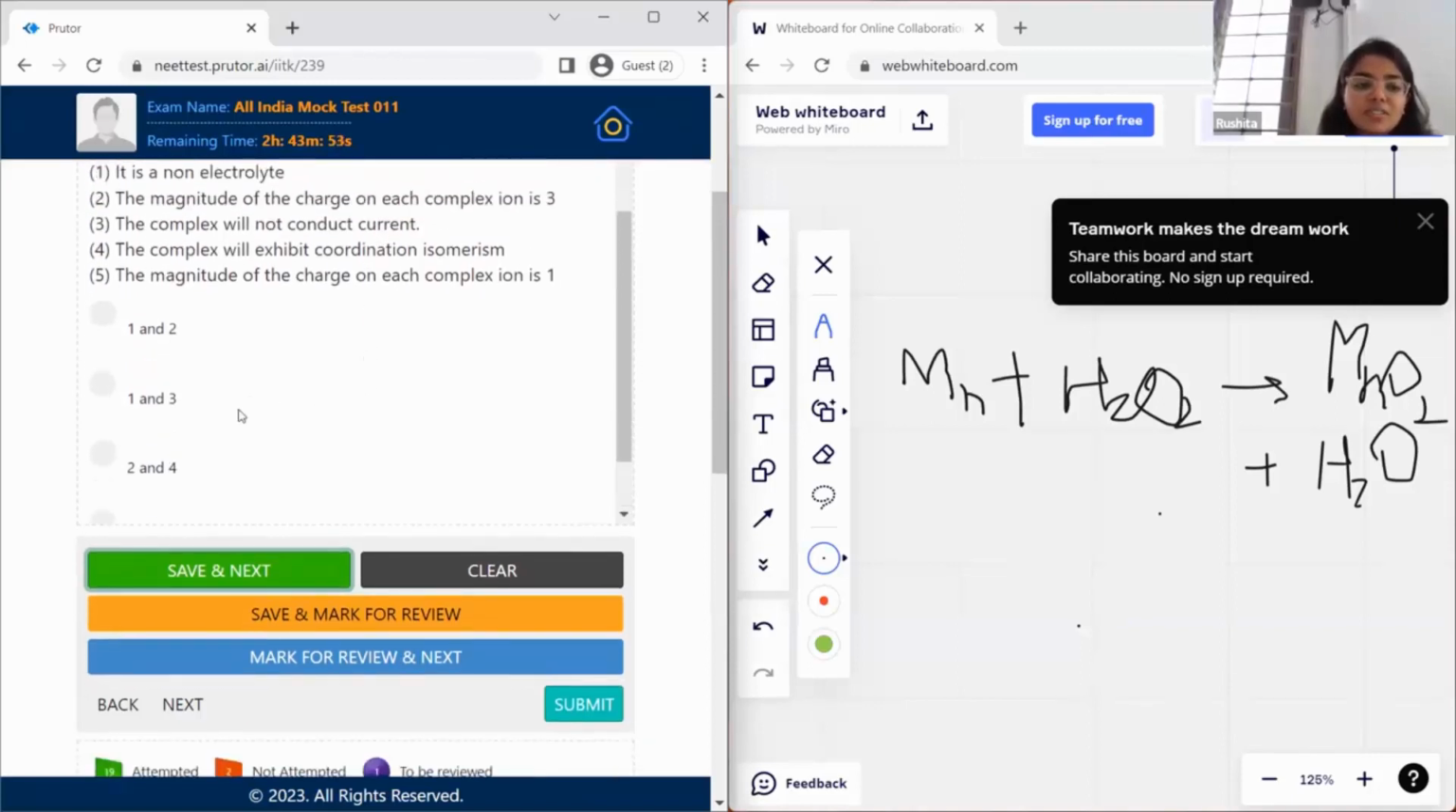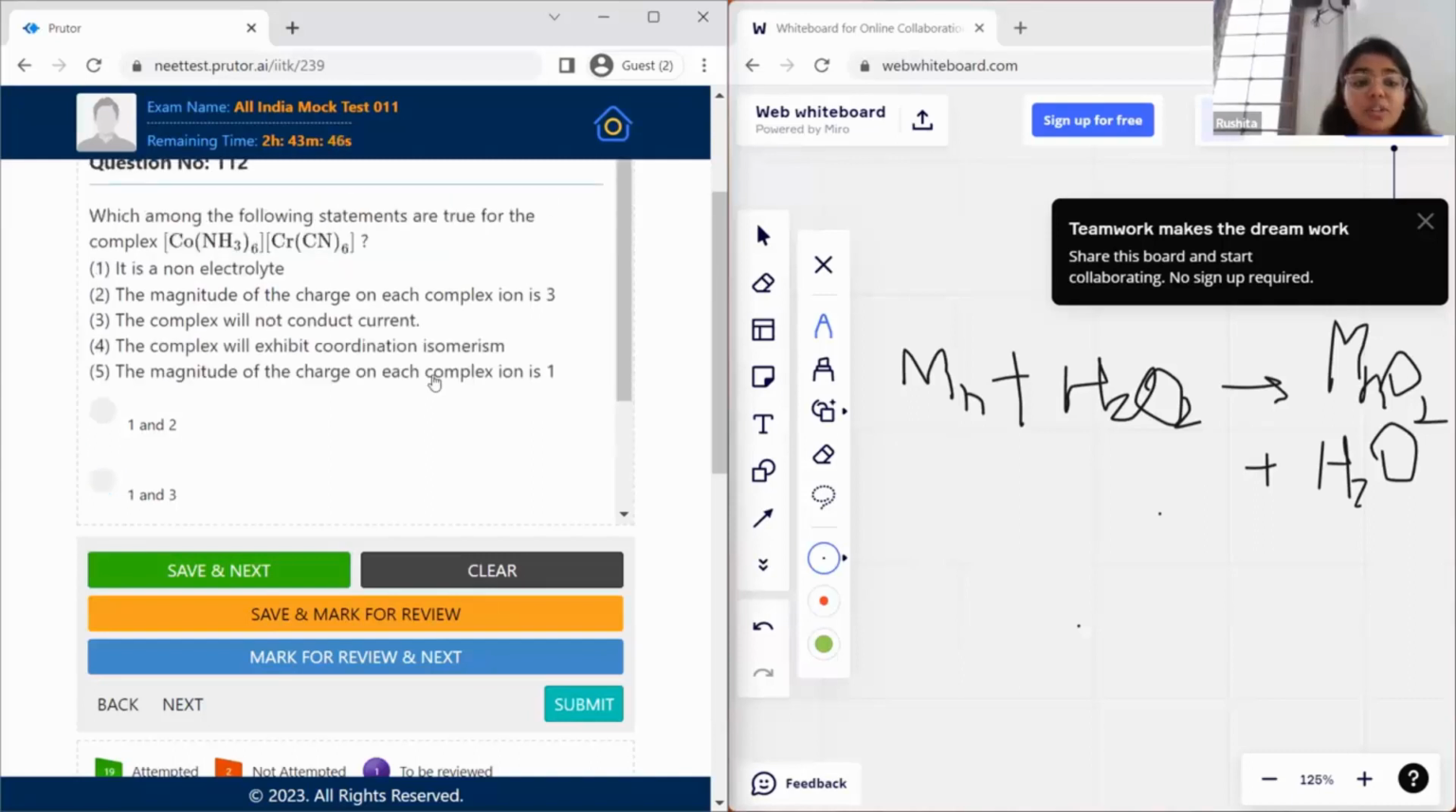So if we just see the options, you will understand that 2 and 4 is the only one which is correct by the elimination process. But you read the other options, the magnitude of charge on each complex ion. If you're familiar with the complex, you would know the structures. Here NH3 would have no charge and CN has a charge of -1. So 6 CN, so CN -6. If you solve it that way, you will know the magnitude of charge of the ions is +3 and +3 here. So this is correct.